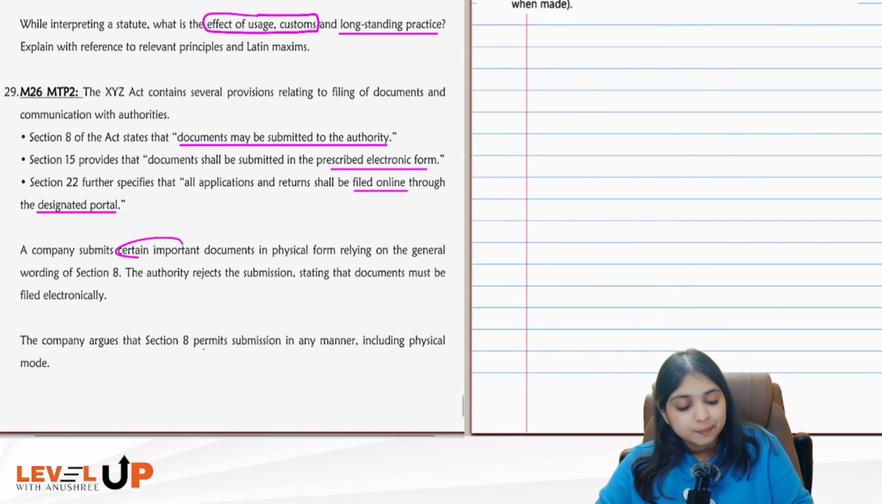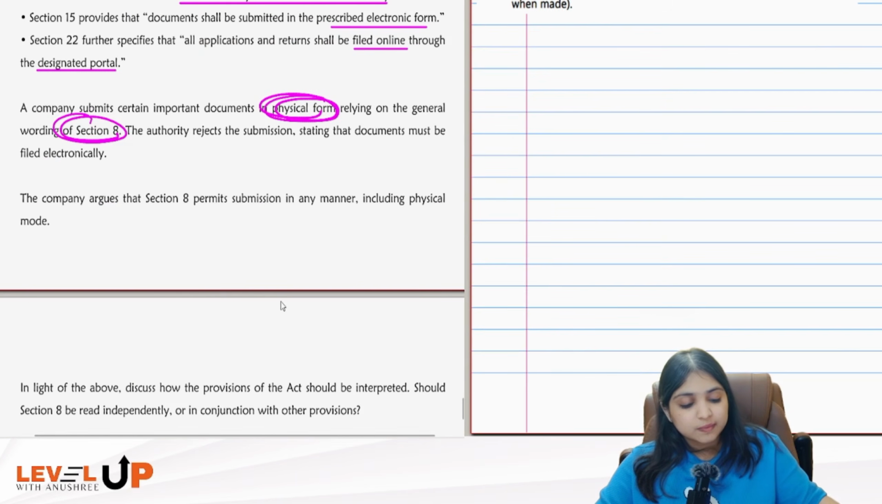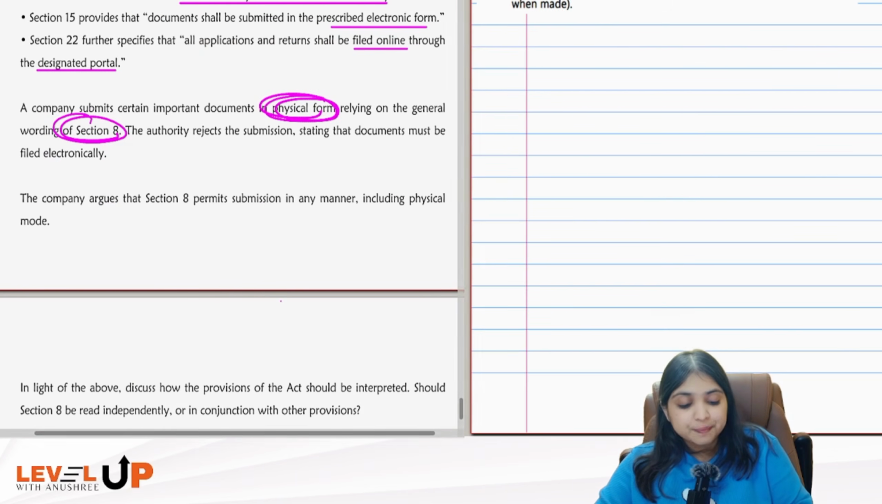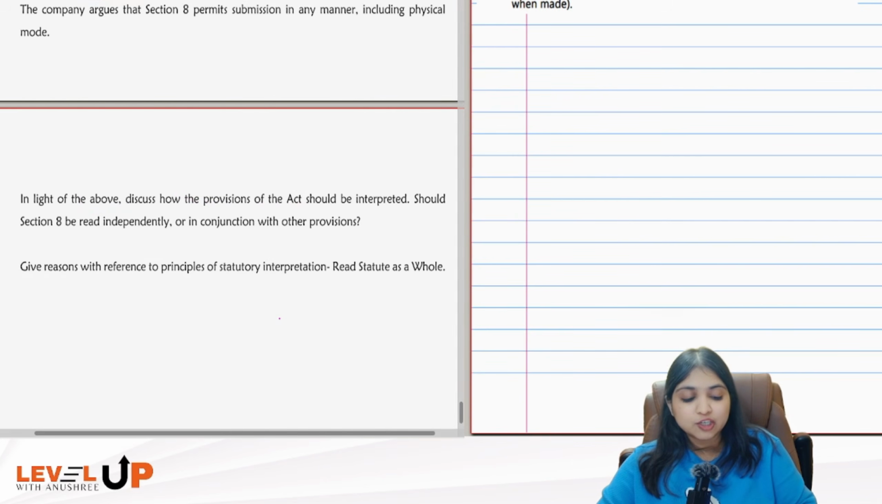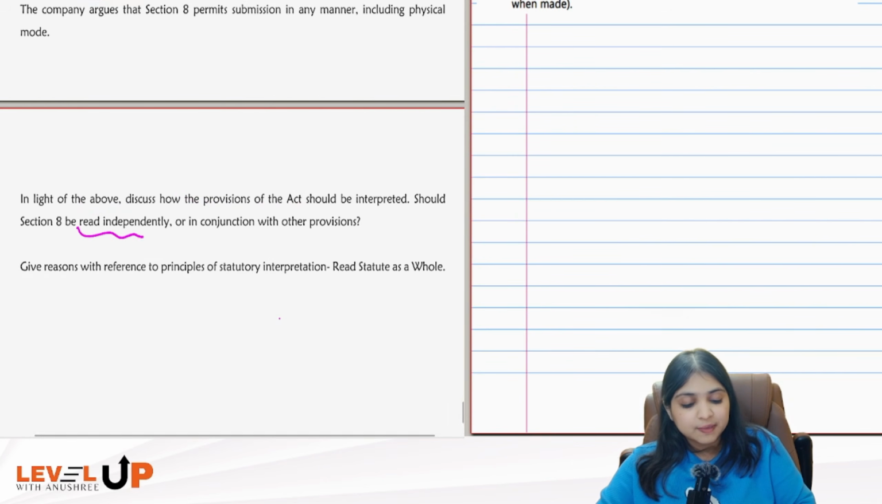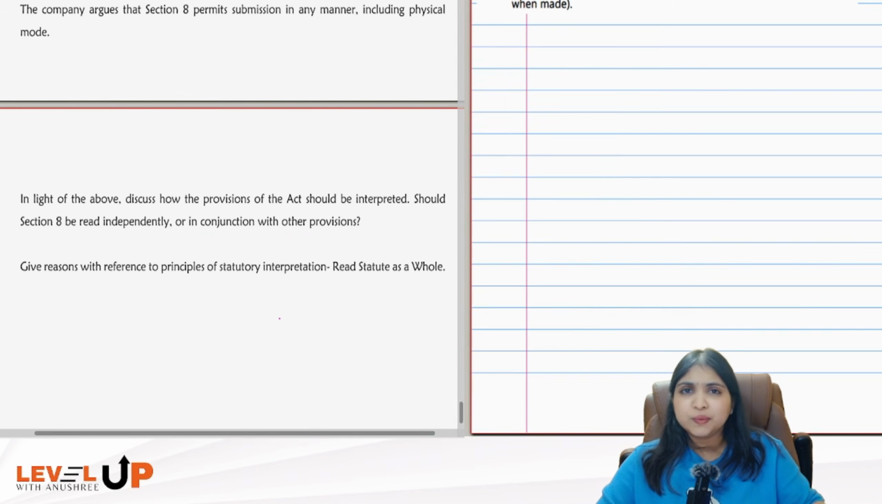A company submits important documents in physical form relying on the general wording of Section 8. Authority rejects the submission stating that documents must be filed electronically. Company argues that Section 8 permits submission in any manner, including physical mode. In light of the above, discuss how the provisions of the Act should be interpreted. Should Section 8 be read independently or in conjunction with other provisions?